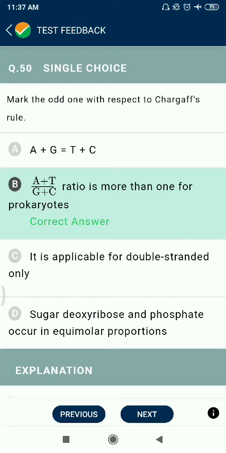Mark the odd one with respect to Chargaff's rules. Adenine plus thymine upon guanine plus cytosine ratio is less than 1.